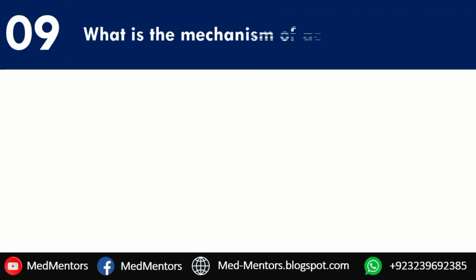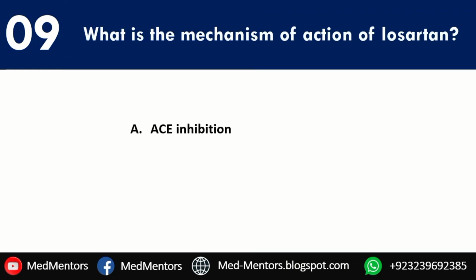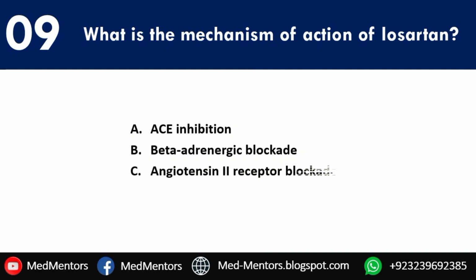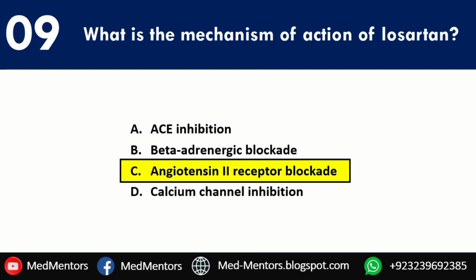Number 9. What is the mechanism of action of losartan? Option A. ACE inhibition. Option B. Beta adrenergic blockade. Option C. Angiotensin 2 receptor blockade. And option D. Calcium channel inhibition. The correct option is angiotensin 2 receptor blockade.